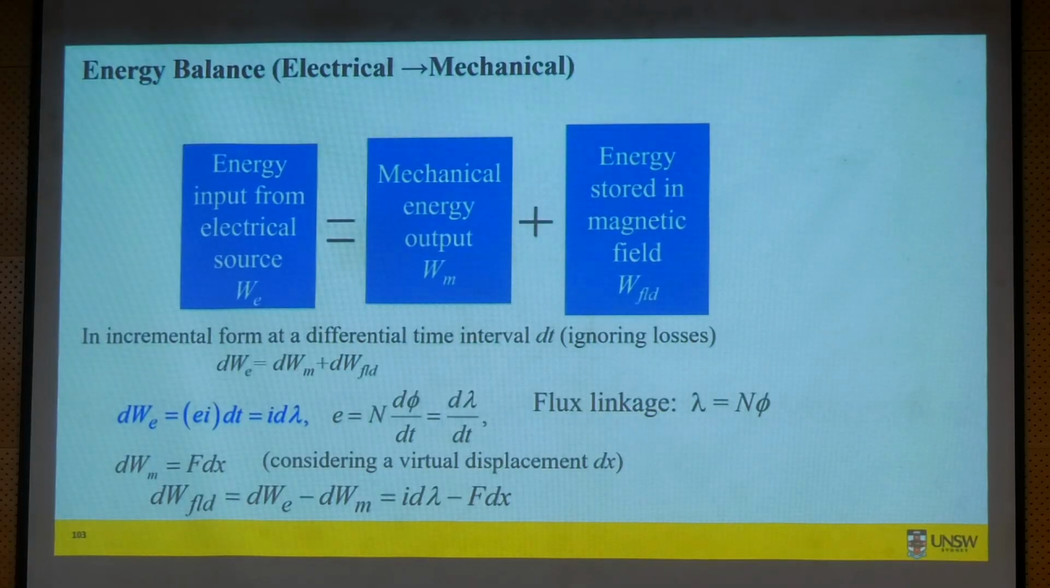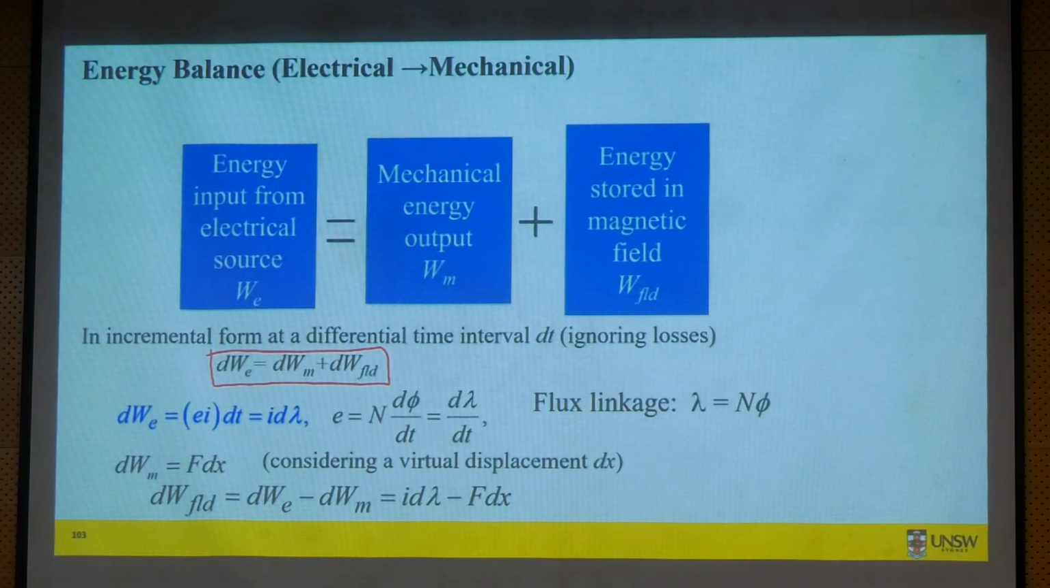So quite simply, energy must be conserved, right? We cannot create or destroy energy. So your electrical energy is converted to mechanical energy, plus the energy stored in the magnetic field, okay? We can start from that very basic concept of energy conversion. Now, what is electrical energy? It's your voltage times current, which is your power multiplied by time.